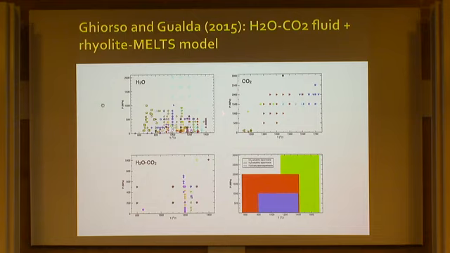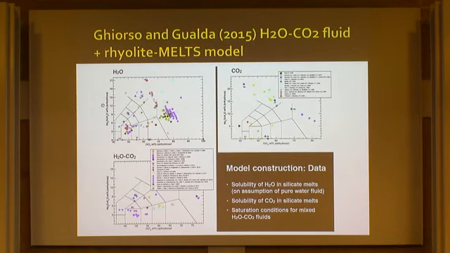I'm just going to skip over this very quickly. A wide range of bulk compositions. So sorry, this was for pure water fluid. So water saturated solubility experiments, pure carbon dioxide solubility, and then mixed fluid experiments, and then a wide range of bulk compositions of the silicate. What's being plotted?